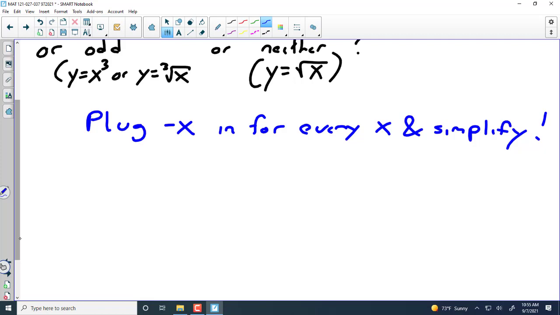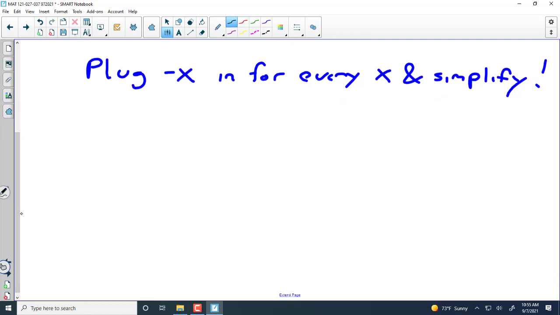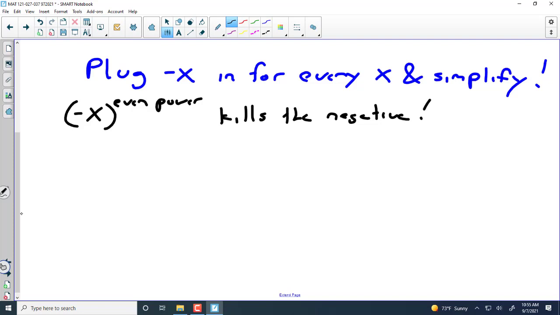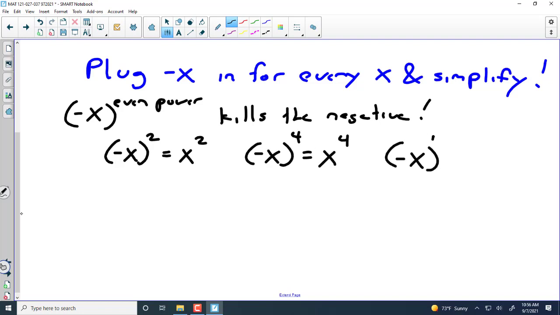And here's the secret to simplifying. Negative x to an even power kills the negative. If you change an x to a negative x and it has an even power on it, it just kills the negative. So, negative x squared is the same thing as x squared. Negative x to the fourth is x to the fourth. Negative x to the 100th power is x to the 100th power. Because you're multiplying it by itself an even number of times, and the negatives will all cancel each other out. Negative times a negative is a positive. We've known that for a long time.